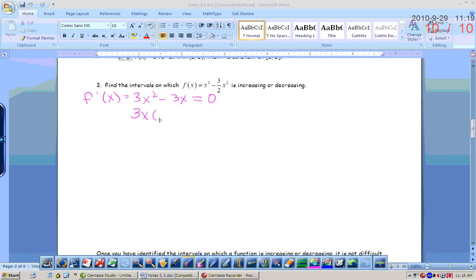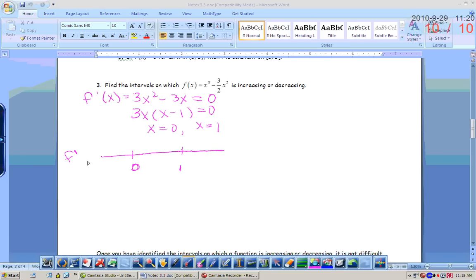I can factor out a 3x and get 3x times (x minus 1). So x equals 0 and x equals 1. So the derivative is 0 at those 2 points. So at all the points in between 0 and 1, or on all the intervals between 0 and 1, my derivative will either be positive or it will be negative. So what I do is I make a little number line with 0 and with 1, and I need to figure out whether the derivative is positive or negative. So I can just use a test point.